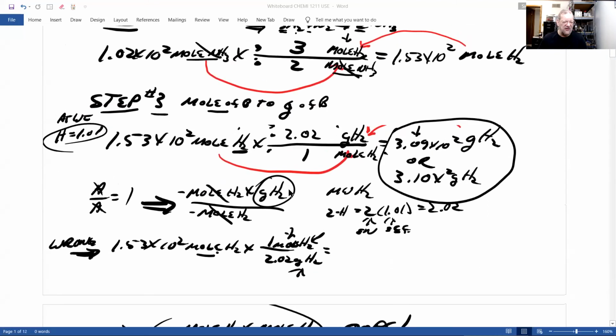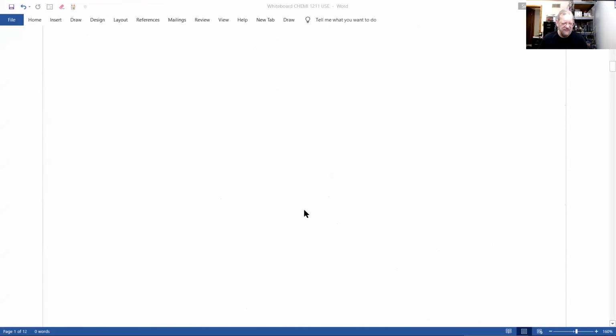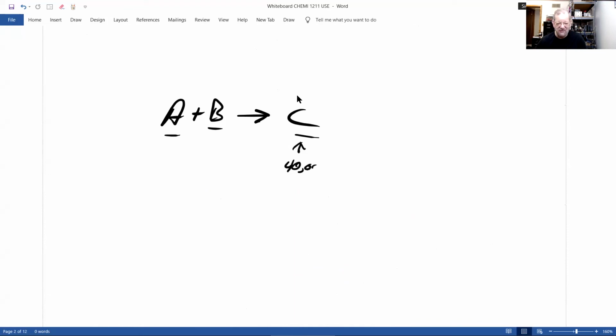All right. But why do this sort of thing? Well, let's take a look. Say you want to react A and B to make C, like a fabric softener, and you want to make a lot of C, like about 40,000 pounds. How do you know how much A and B to react to make C? Well, you do the same 3-step process that I've just showed you.